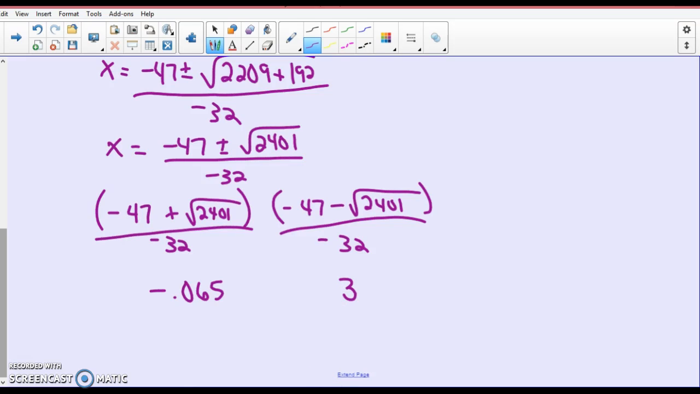Now, this is a real life situation. We are talking time. Which one is going to work? This is going to be 3 seconds. There is no such thing as negative seconds. So this is what we call an extraneous root, which means it is an answer to that problem, but in this real life application, the negative value will not work. All right.